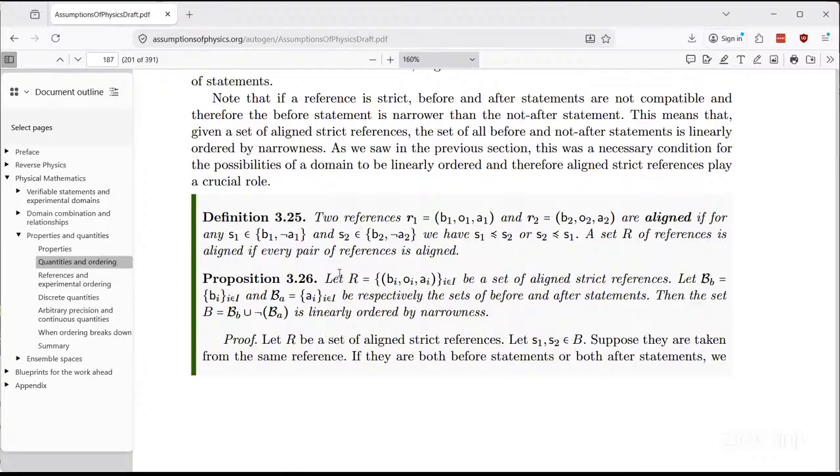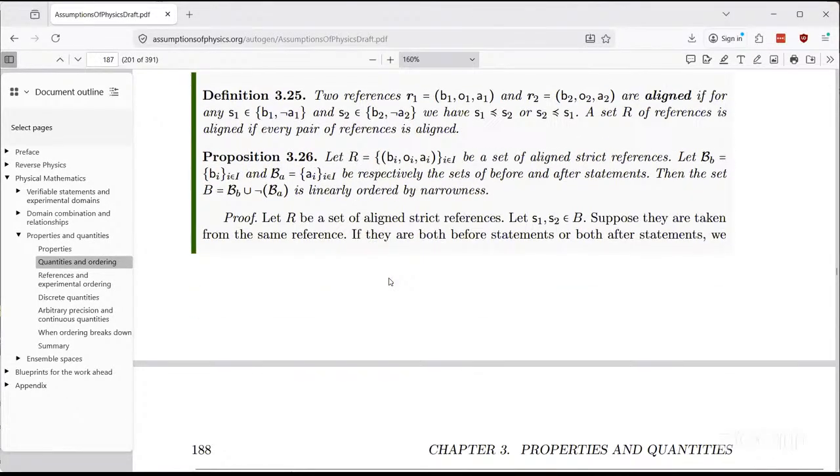Then the set B, which is B sub B union not B sub A, is linearly ordered by narrowness. Is that union or is that intersection? I'm not remembering. No, that's a union. Yeah, so that union is linearly ordered by narrowness. You take all the befores and all the not afters, and they are linearly ordered. I think it's just extending that relation. So the proof we don't read.